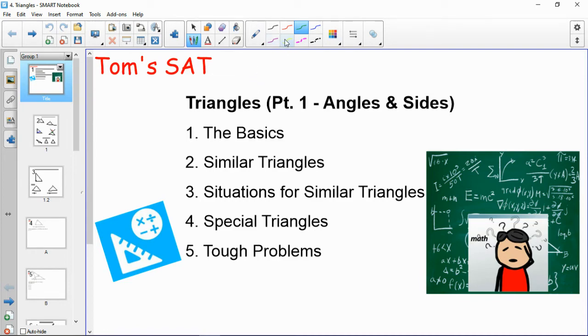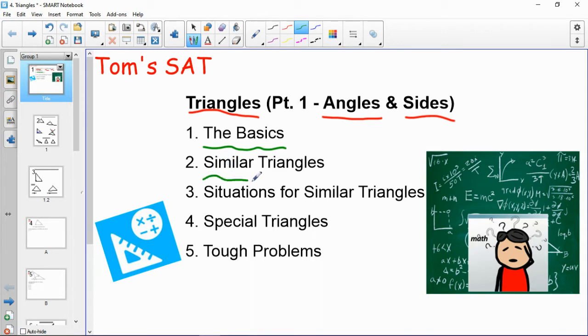Today we are going to hit the simple but broad topic of triangles. And today we are just going to focus on the angles and sides and areas of triangles. And we're going to talk about the basics of how to find missing angles and sides.